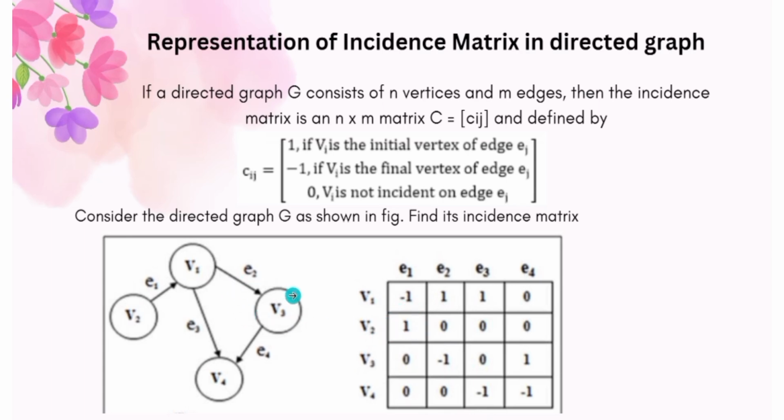Similarly for E2, E2 is an edge between V1 and V3. Here V1 is the initial vertex and V3 is the final vertex. So for V1 it is 1 and for V3 it is -1. For V2 and V4, there is no edge E2, therefore it is 0. Similarly, we continue this process for V3 and V4. We get this incidence matrix.